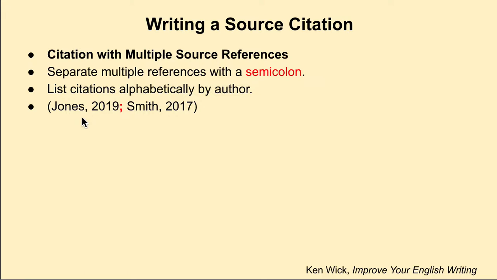So if you had, this is a single parenthetical, this whole thing in parentheses is a source citation, but it's to 2 different sources. So what you need to do is separate the 2. So you have Jones, 2019. You have Smith, 2017. You need to separate them with the semicolon, which is in red here, and then you need to list the authors alphabetically. So Jones and then Smith.